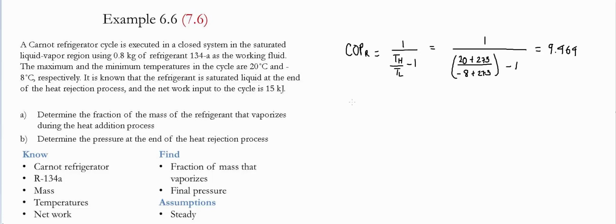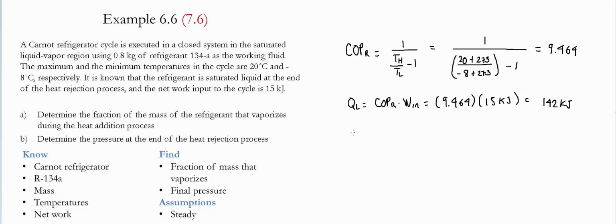Now that we have the value of the coefficient of performance, we could find the amount of coolant. That is going to be done by evaluating QL and taking the value of the coefficient of performance of the refrigerator times the amount of work going into the refrigerator. So we take 9.464 and we multiply it by the value of 15 kilojoules, and that tells us that the value of QL is equal to 142 kilojoules.